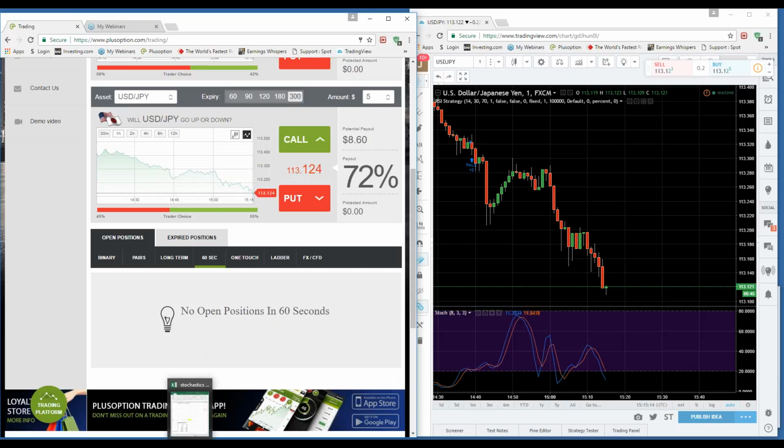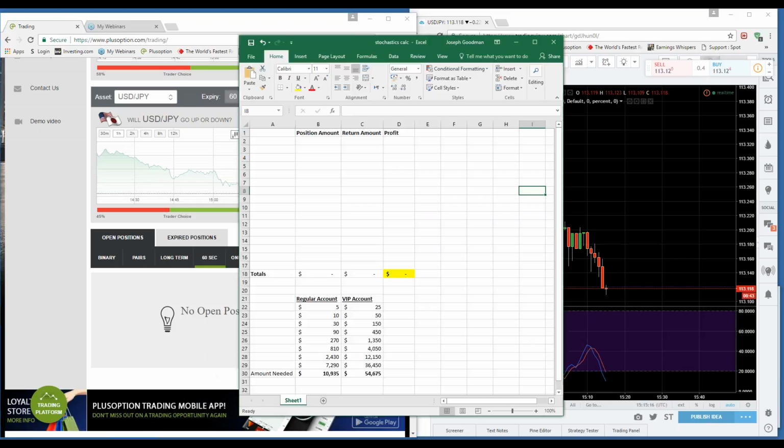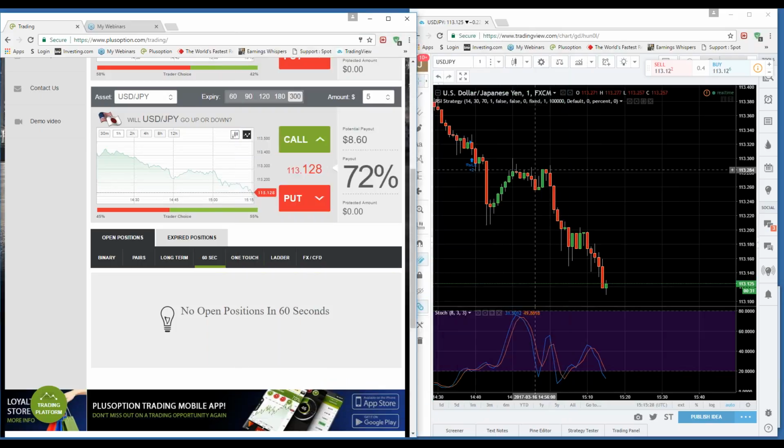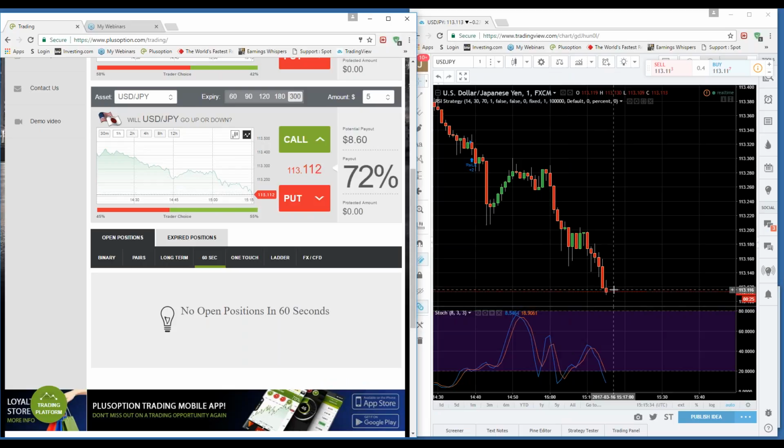Now in order to do this strategy properly, for regular accounts, you're going to want to have $10,935, and for VIP accounts, $54,675. Because what we're going to be doing is taking positions on a reversal with the intentions of waiting out the trend, which can take some time. So some of our trades might be going against us, in which case we need to take bigger positions in order to cover our losses.